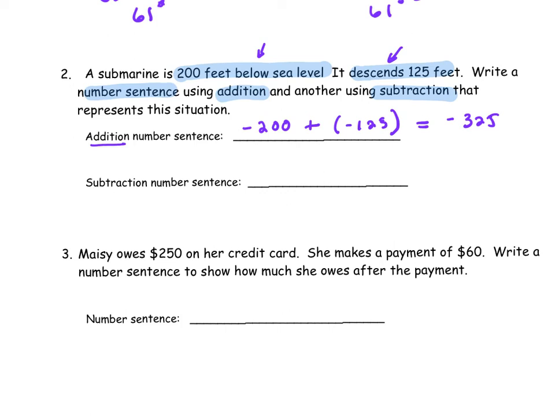Now they want me to use the same information but write a subtraction number sentence. Well, it starts the same. It's still 200 below sea level, but this time I'm going to write my 125 as minus 125. Now this one's not quite as clear, but it does indeed equal negative 325. And you can probably see that the addition one is perhaps more clear, and that's one of the main reasons we change subtraction to addition. It makes it easier for our brain to recognize that these two are going to add and keep the sign the same.